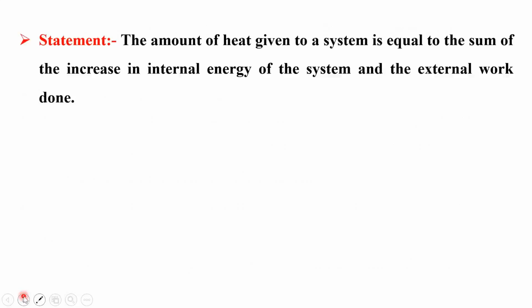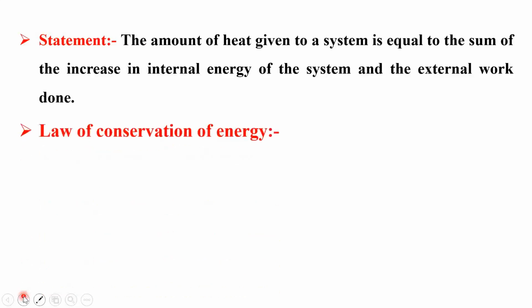Statement of the first law of thermodynamics: the amount of heat given to a system is equal to the sum of the increase in internal energy of the system and the external work done. Means the amount of heat given to a system is equal to the sum of the increase in internal energy of the system and the external work done. That is known as the first law of thermodynamics.